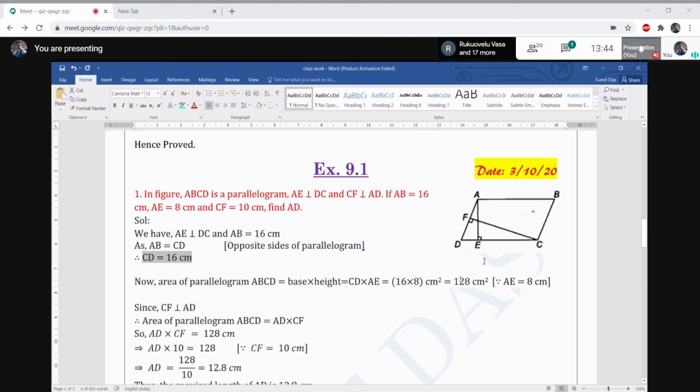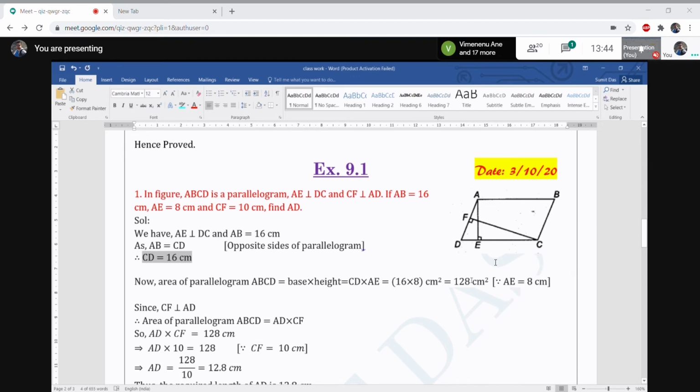So the area of the parallelogram is base into height, which is CD into AE. CD value is 16, and AE value we got as 8 from the question, and this is equal to 128 centimeter square. Just for mention, it is given that AE is 8 centimeter.